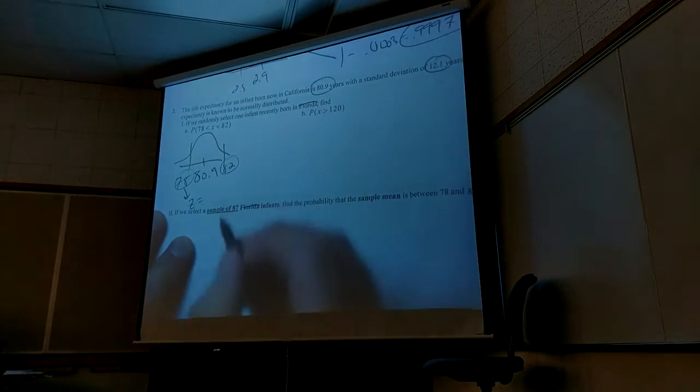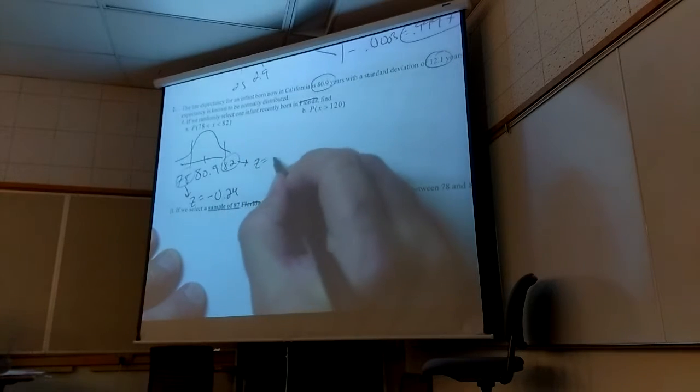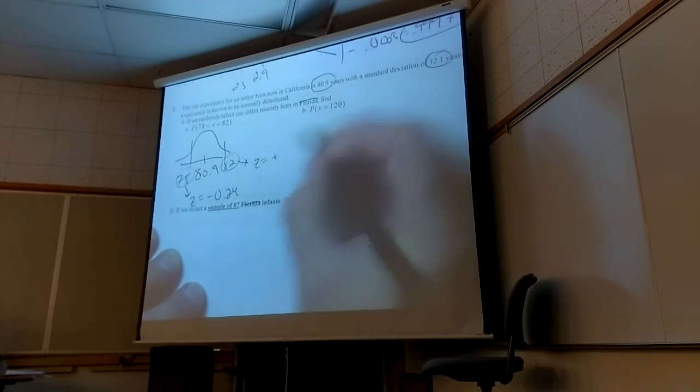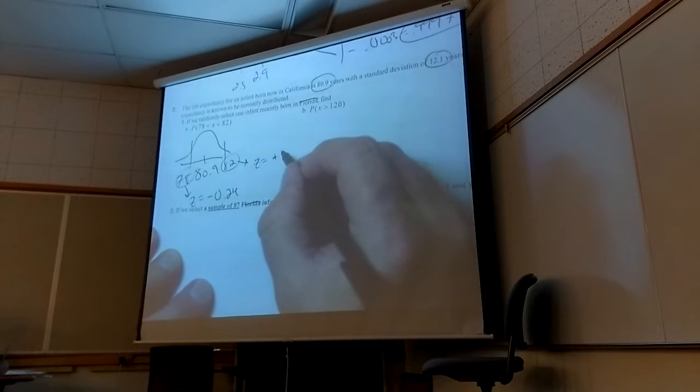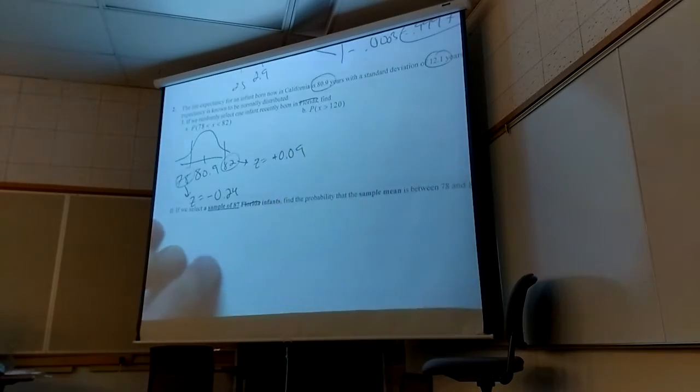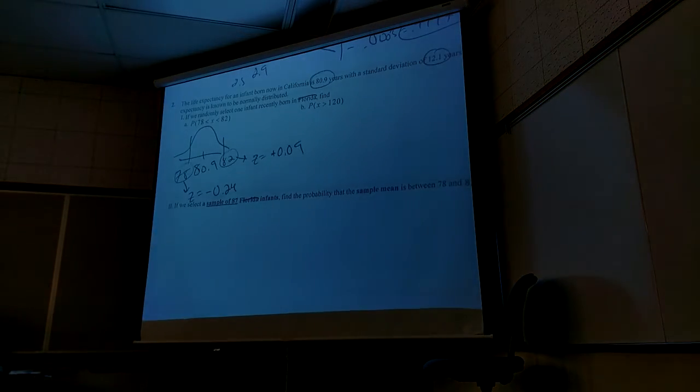What z-score do you get for 78? Negative 0.24? And what about for 82? Negative 0.09. How could it be negative? Or wait, yeah, sorry. Positive 0.09? Yes. Ooh, dissension, I like it.